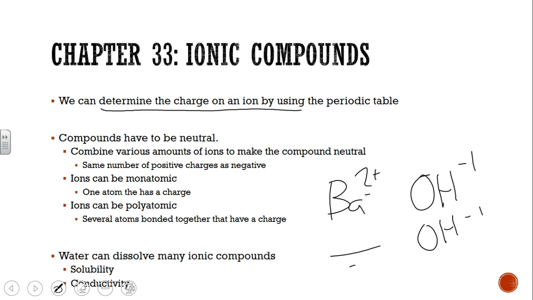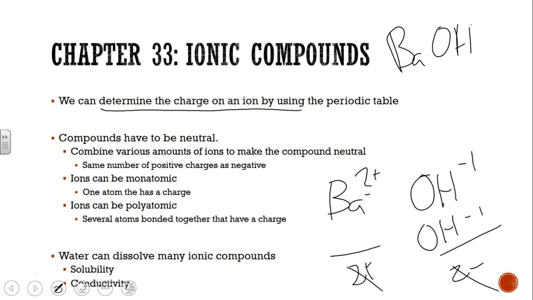So that means that this is 2 plus. By adding another one of these, that's 2 minus. They cancel each other out. And so now this is BaOH. And now that we have more than one of them, we're going to put this in parentheses and put 2 there. That means we have 2 of everything in the parentheses.